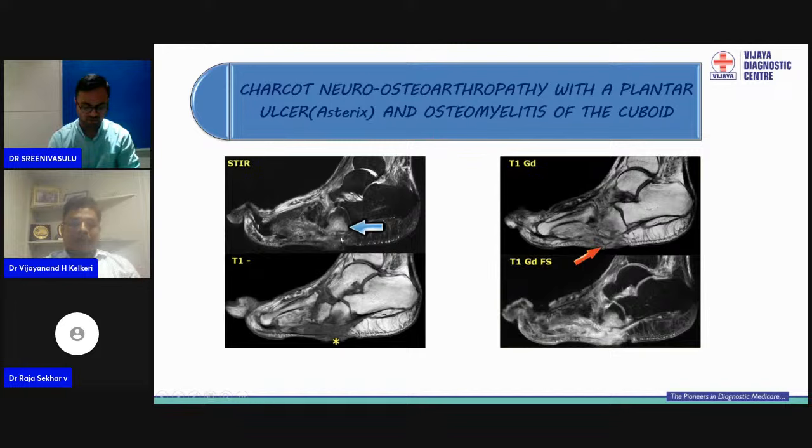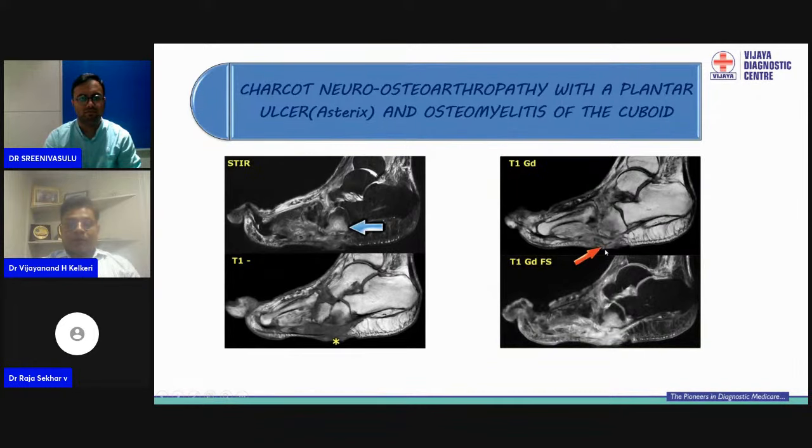Basically, you're not able to appreciate it in this, but in the next picture I'll show you. You can see edema in the cuboid bone. Edema is the white part in the cuboid bone. You can compare it with the other normal parts of the bones. This is the marrow edema of the bone, which suggests that there is some infection going on. You can also see some soft tissue edema around it in the plantar surface. This is the T1 post-contrast study, wherein you can see the ulcer, soft tissue edema along the plantar surface, and a small area of marrow edema.